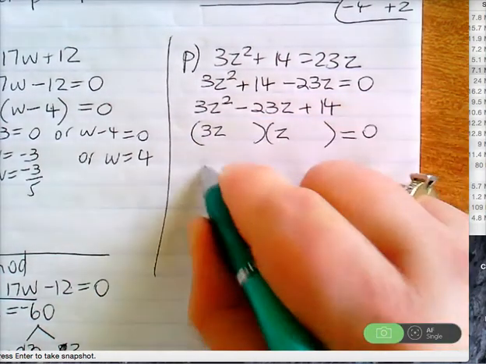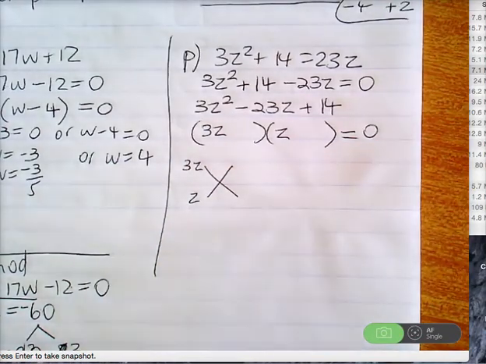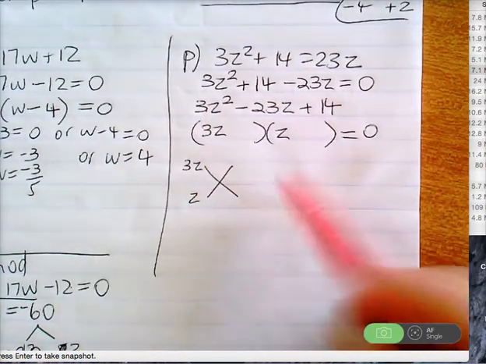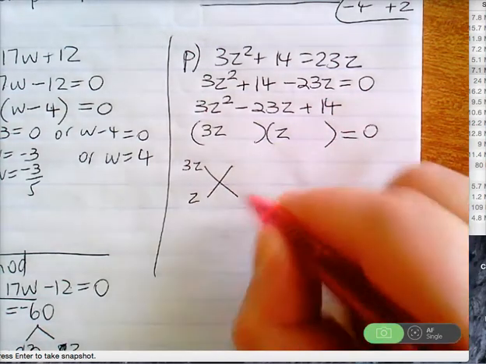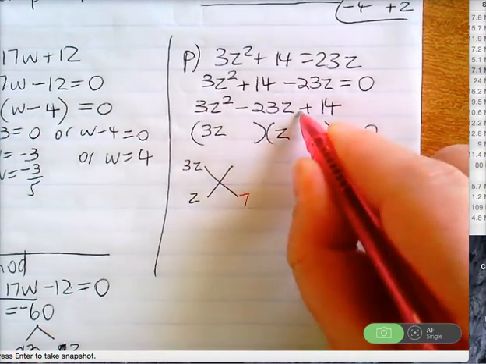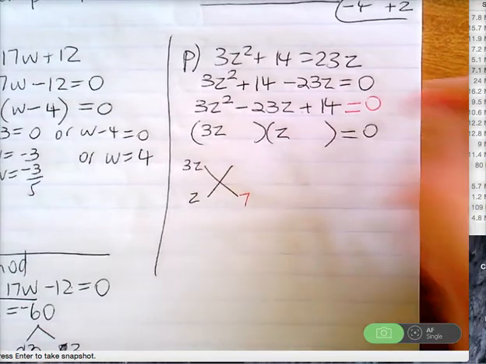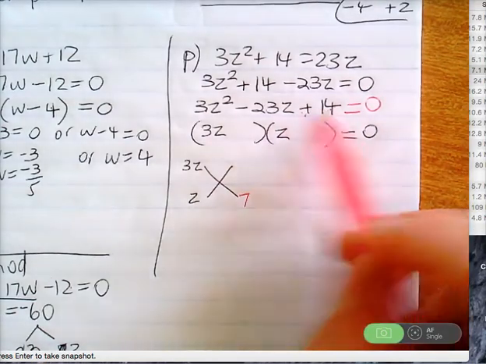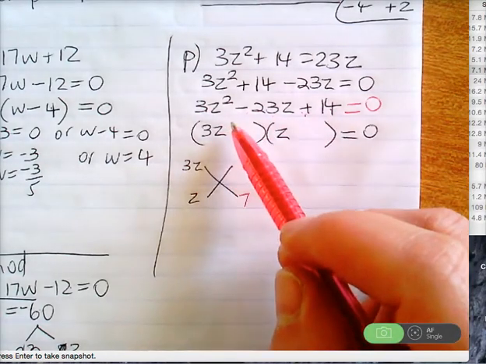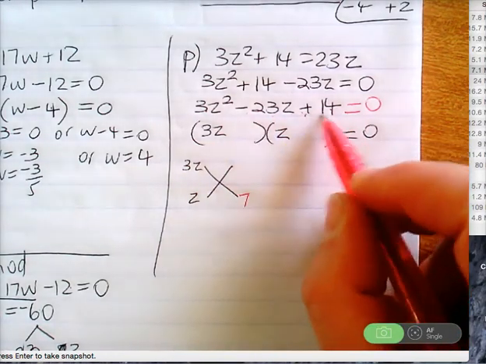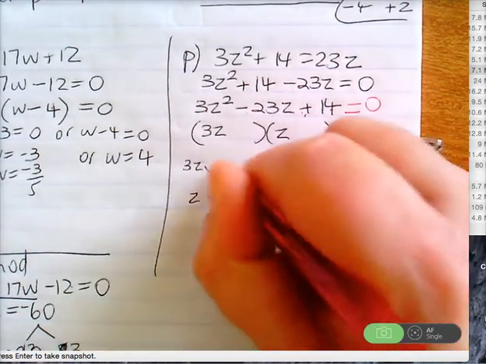3z and z. Girls, now you get your little factors of 14. With this crisscross method, you don't go multiplying anything by anything. You now look for factors of 14. Two numbers that multiply to give positive 14 but add up to give negative 23. You'll need two negatives because you've got positive 14 and the middle term is negative. So I've got to go negative and negative.